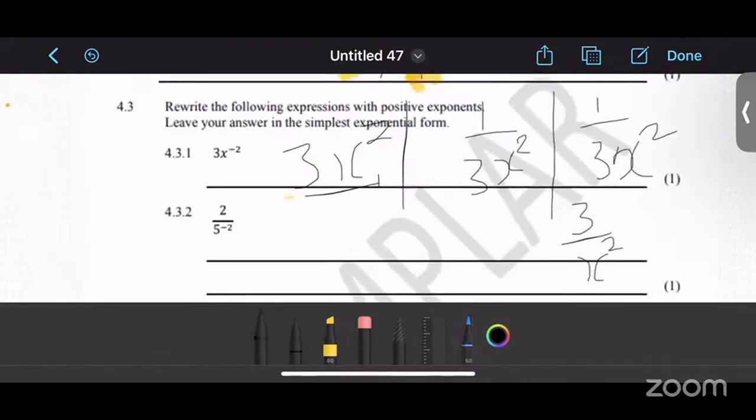Okay. Let's go to number 4.3.2. We have 2 divided by 5 to the power of -2. How are we going to do this? They said leave your answer in simplest form. How are we going to do this one, guys?